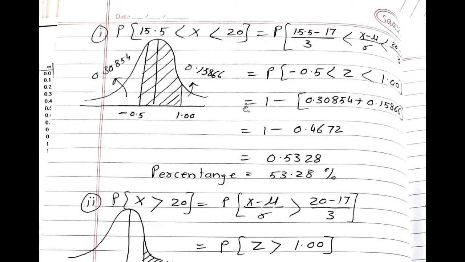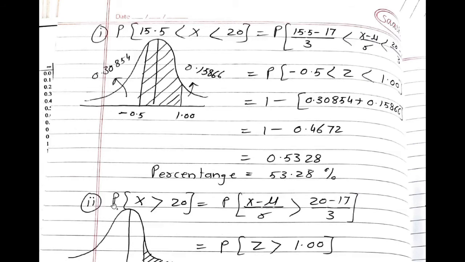So we will write 1 minus (0.30854 plus 0.15866), which is equal to 1 minus 0.4672, which can be written as 0.5328. And if I want to write it in terms of percentage, the percentage is equal to 53.28%.